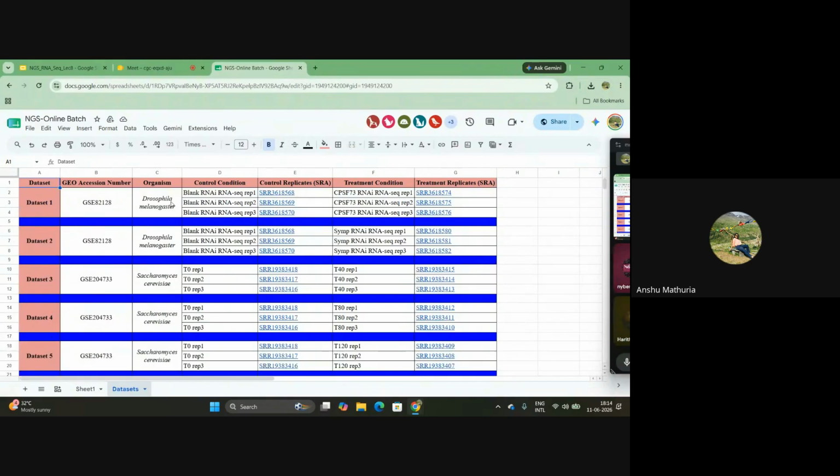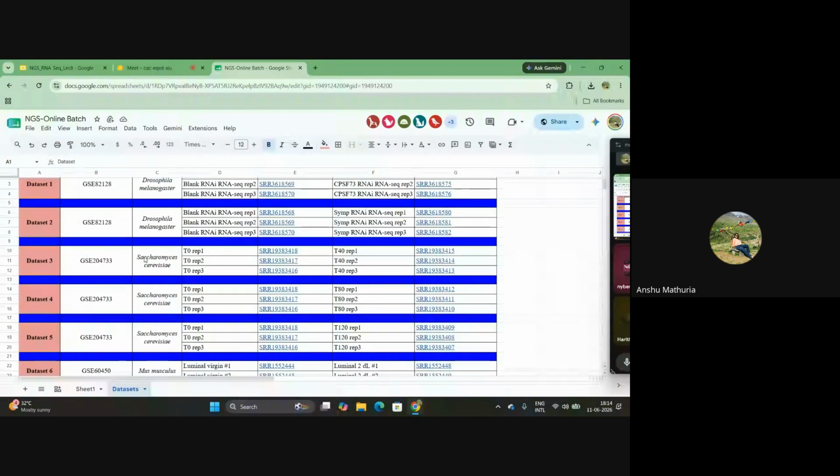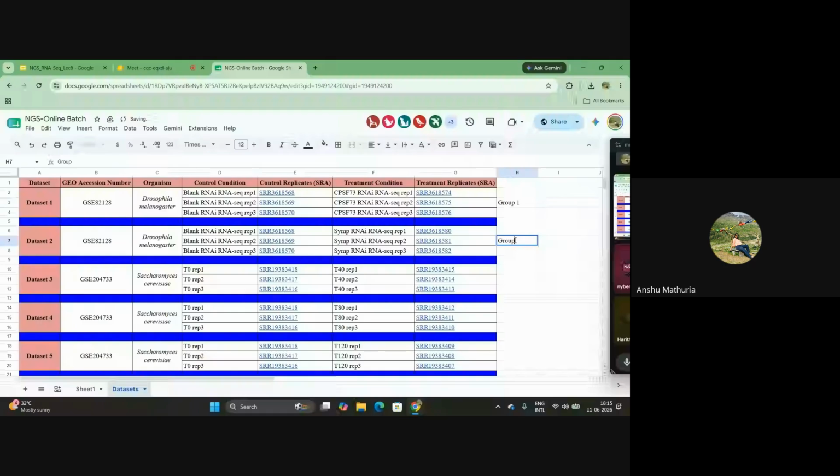The first 2 are from Drosophila. Then next 4 are from Saccharomyces. Next 3 are from Saccharomyces cerevisiae. Next 2 are from Mus musculus. Mus musculus is going to have a little larger size. So I just put 2 replicates here, but for others I've put 3 replicates. All of them, this is the control section and this is the treated section. So these 2 you are going to compare and contrast.